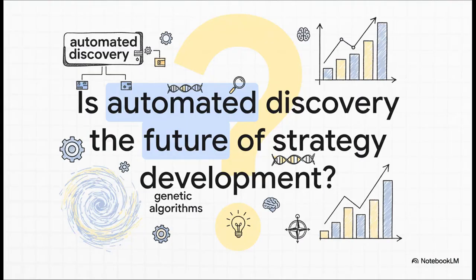So all of this brings us to one final big question. When you see how raw computing power can be thrown at a task that's always been so manual, so frustrating, it really makes you wonder, doesn't it? Is this kind of automated discovery powered by these crazy ideas like genetic algorithms? Is this the future of how everyday retail traders are going to build their strategies? Food for thought.